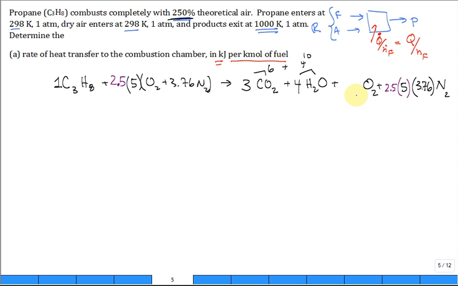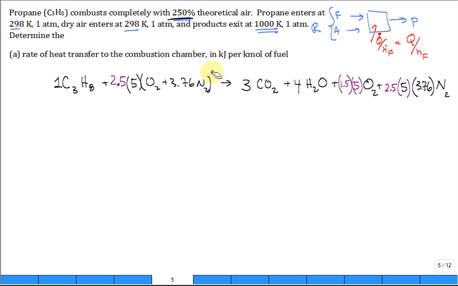So what is it? 5 times 1.5? What is it? Can you see it? Yeah, this is the hard part, isn't it? Anybody else? Do you see it? Right. So there you go. So there it is. Now it's balanced. That's our balanced equation for 250% theoretical air.